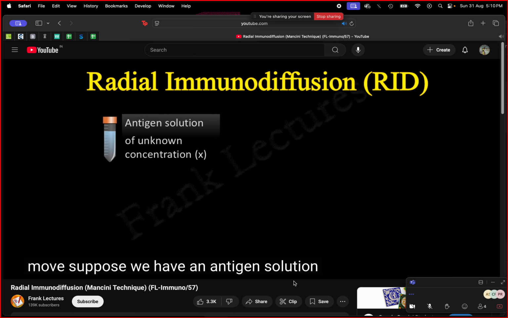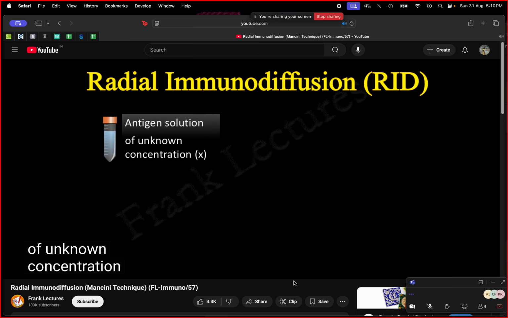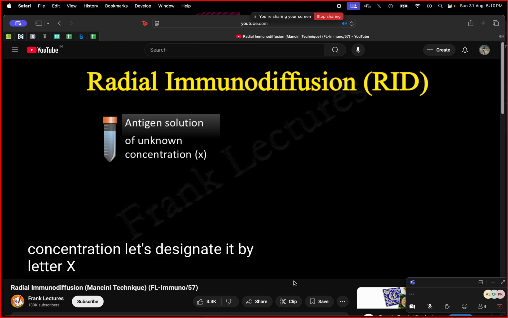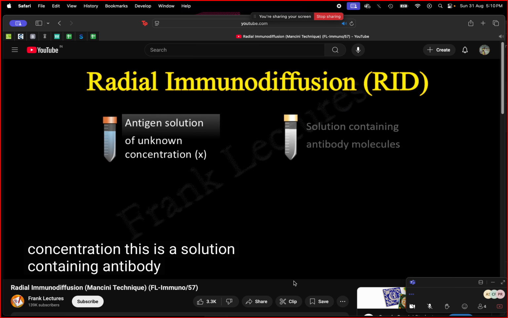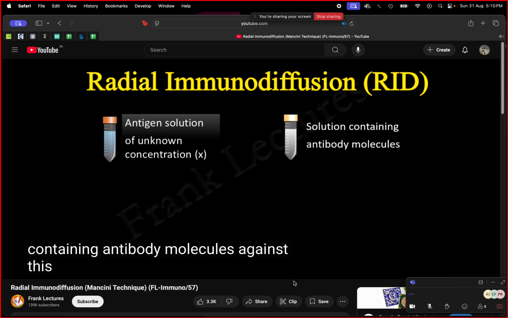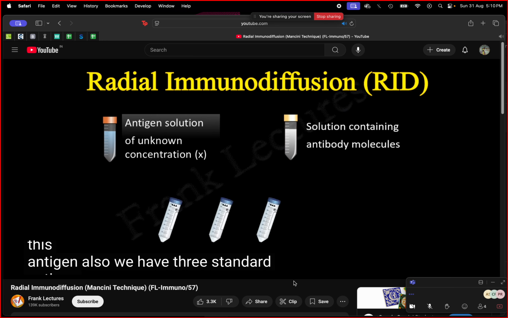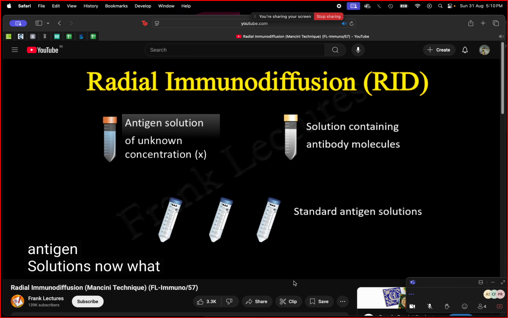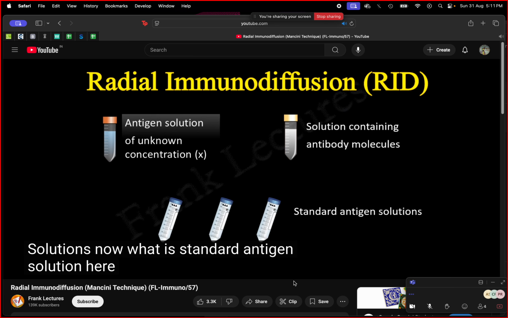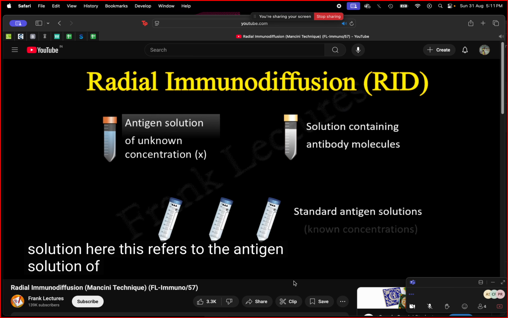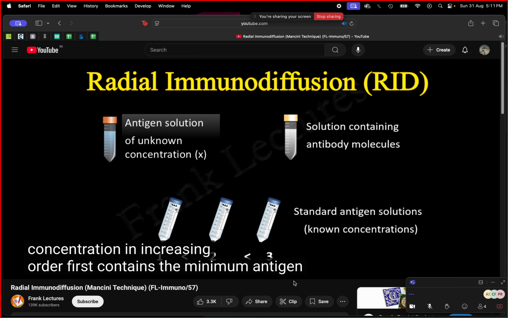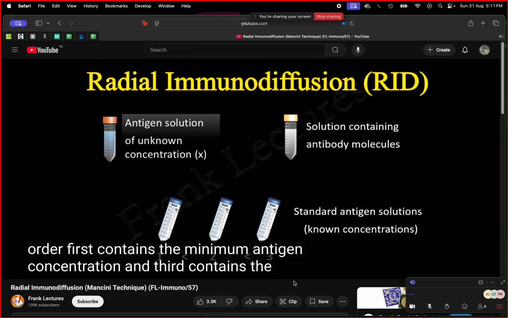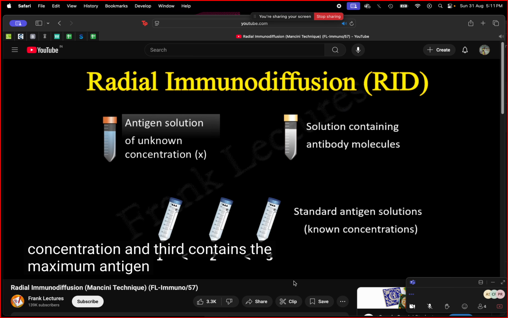Suppose, we have an antigen solution of unknown concentration. Let's designate it by letter X. Our aim is to determine its concentration. This is a solution containing antibody molecules against this antigen. Also, we have 3 standard antigen solutions. Now, what is standard antigen solution here? This refers to the antigen solution of known concentration. Let's say they have concentration in increasing order. First contains the minimum antigen concentration, and third contains the maximum antigen concentration.